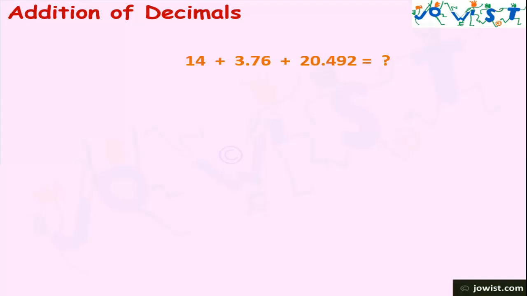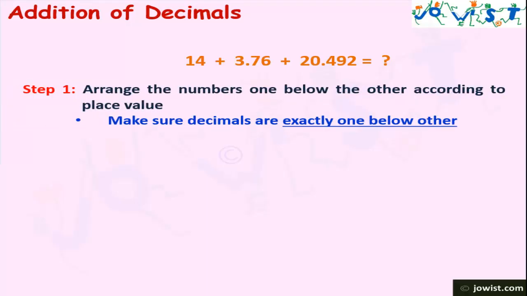By now, we know the steps we need to follow in addition of the decimal numbers. The first step will be to arrange the numbers one below the other according to the place value. And we have to make sure that the decimals are exactly one below the other. It can be arranged like this.